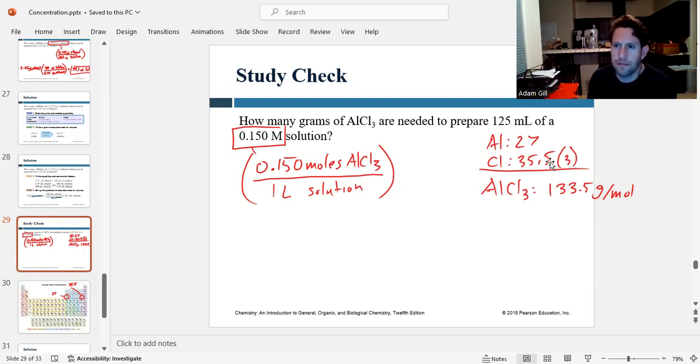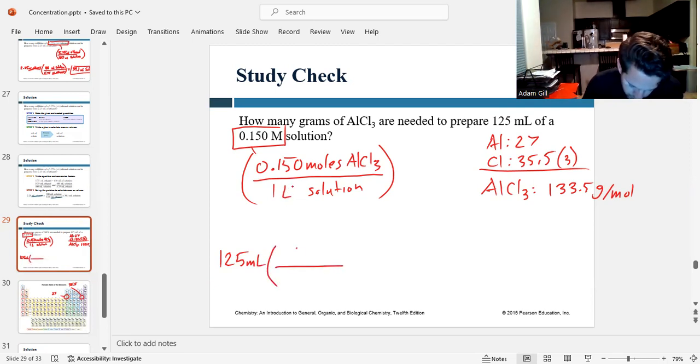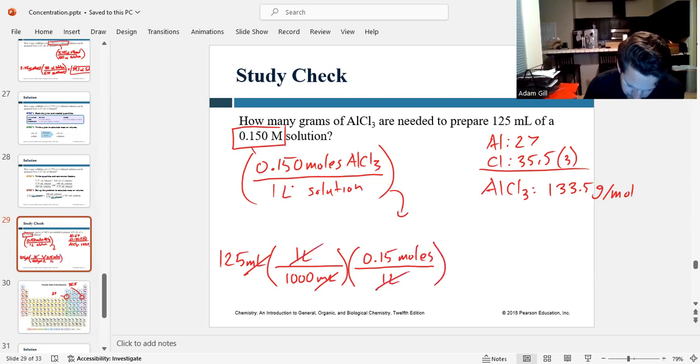Now let's set up our equation. So 125 milliliters is our starting amount. Now I'm going to convert this into liters because this is in liters. So there's 1 liter for every 1,000 milliliters. Milliliters cancels. Now we have liter. Now I'm going to plug this conversion factor in right here. 0.15 moles per 1 liter. Liter cancels. Now we have moles.